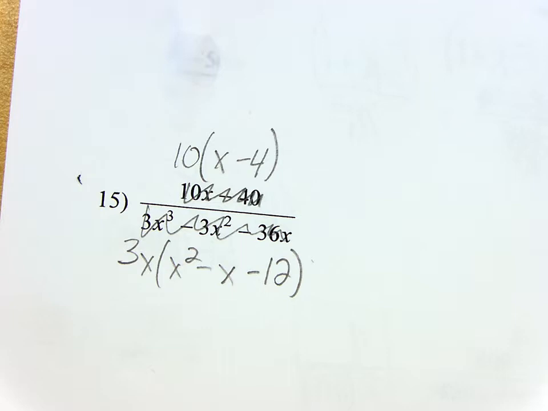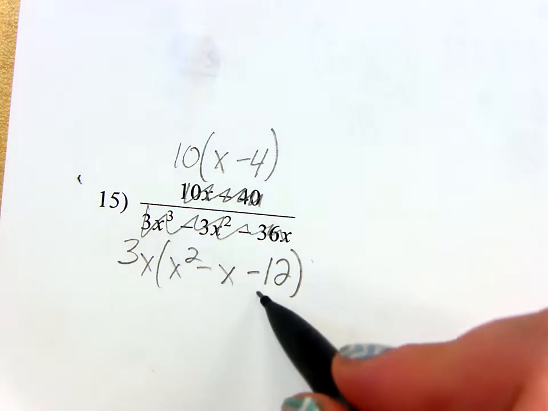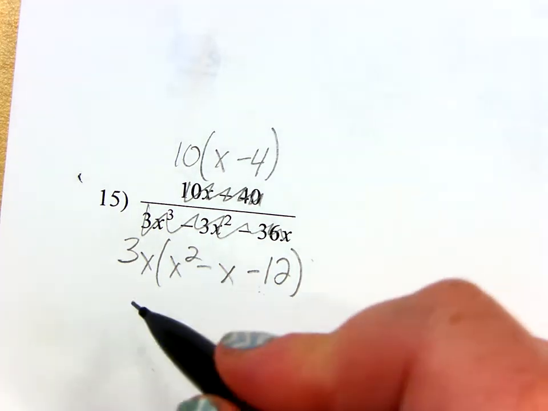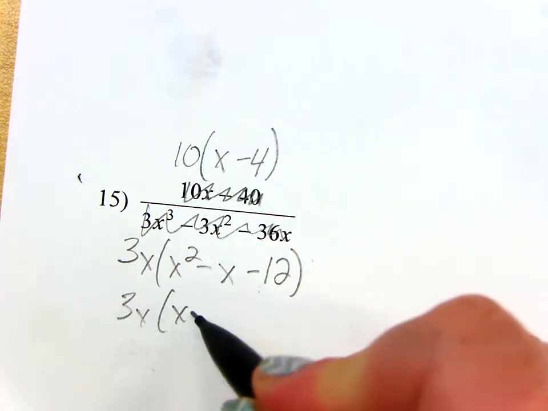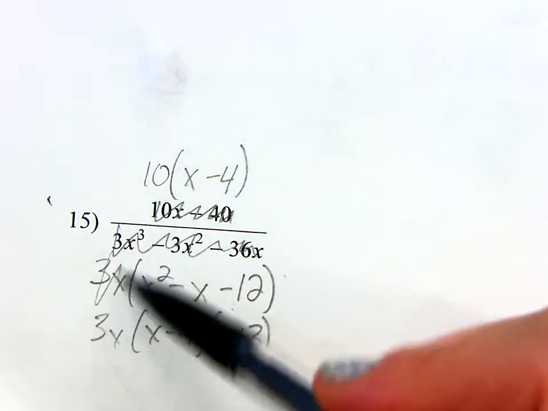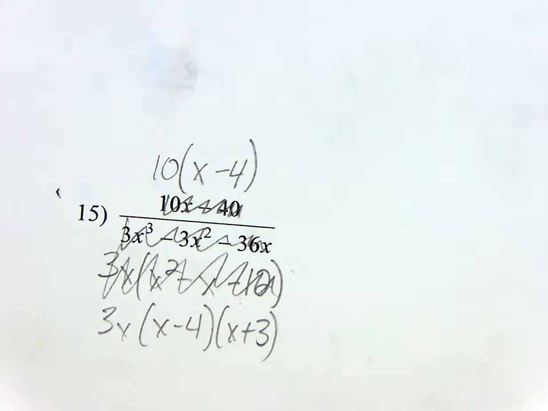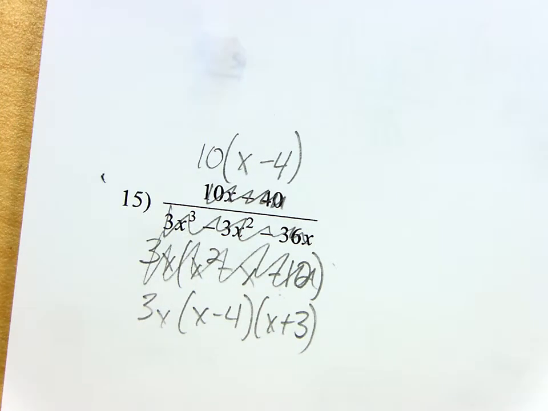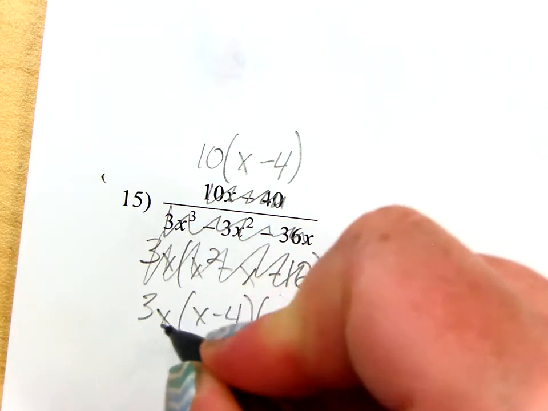You have to take negative 12 and get to a negative 1. Yes, you have to keep factoring. If you can keep factoring, you keep going. Factors of negative 12 that add to be negative 1: negative 4 and a positive 3. See how I told you factoring will never go away? I'm not kidding.